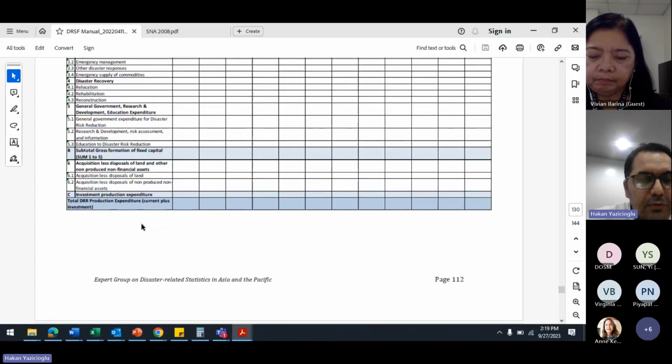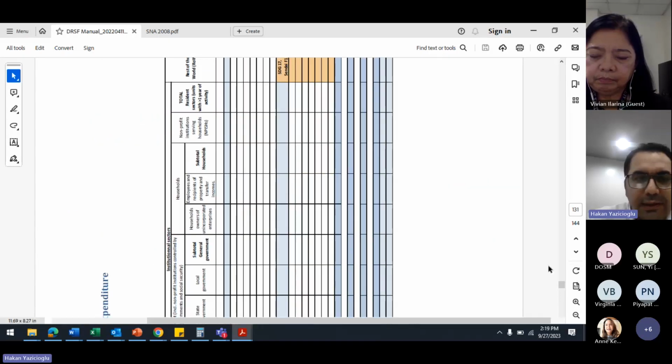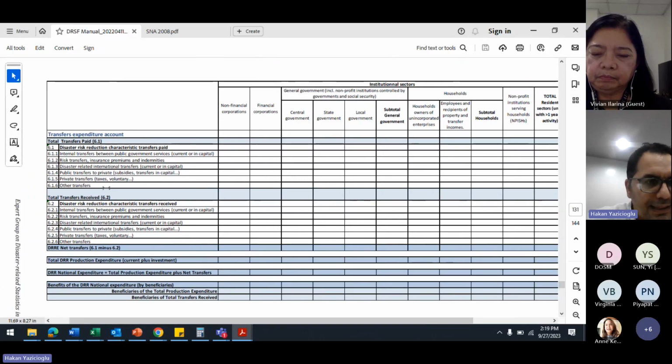But to achieve the national disaster risk reduction expenditure, we also need a second table, which is the transfers expenditure table. And we need the net transfers expenditure to get the disaster risk national expenditure.